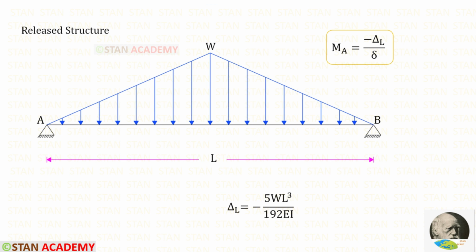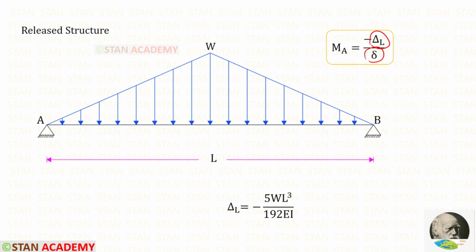If in the simply supported beam there is a uniformly varying load acting in this way, the formula to find the slope at point A is minus 5 WL cube upon 192 EI. We have found delta L. Now we are going to find delta, that is the slope due to the unit movement.